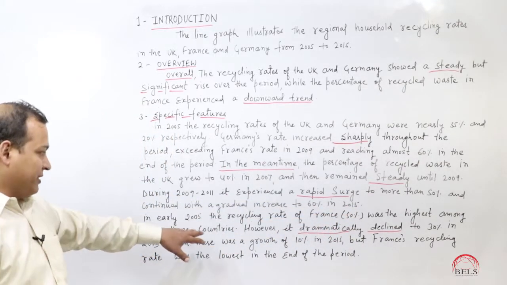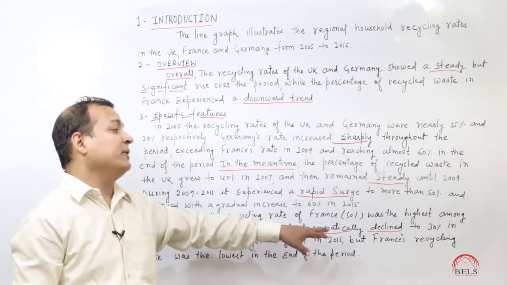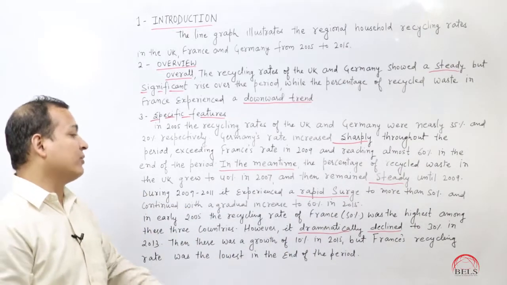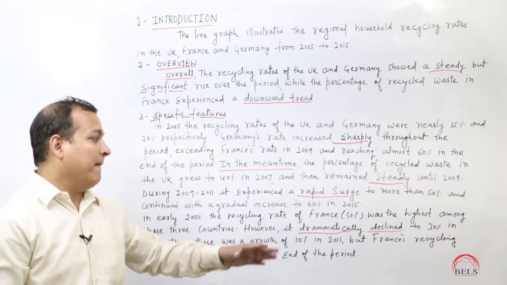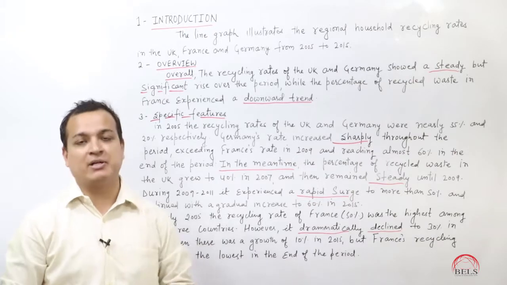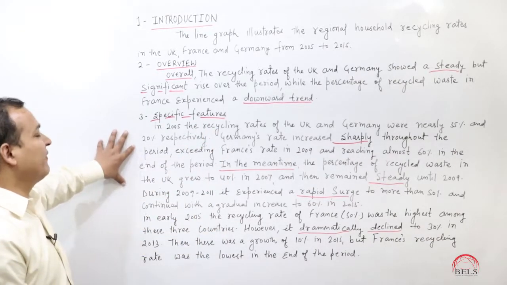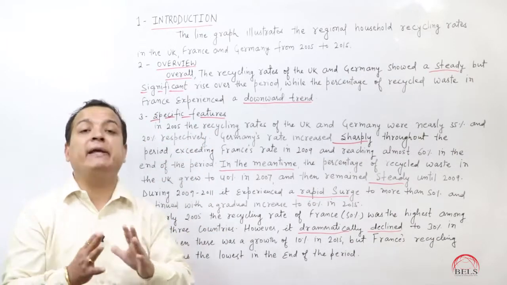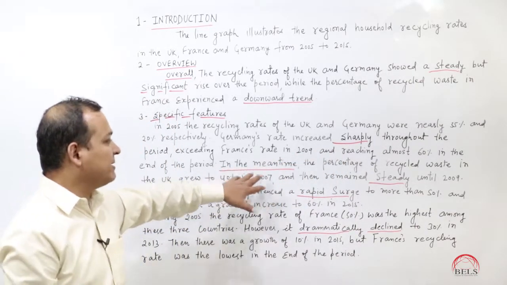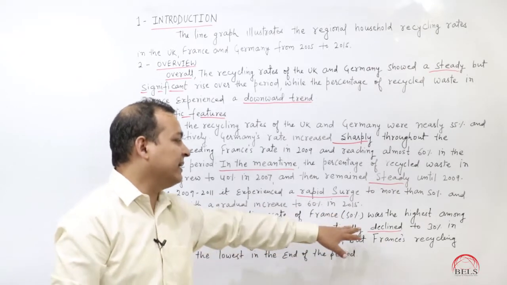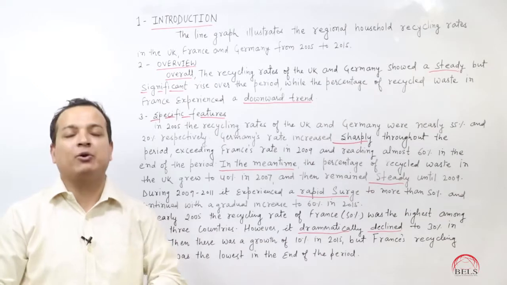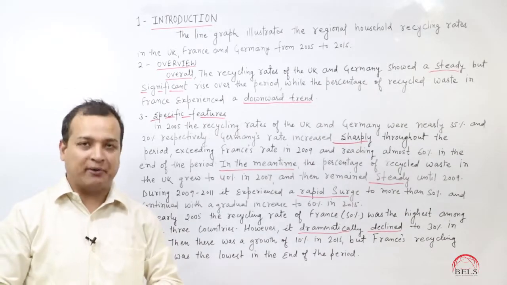However, it dramatically declined to 30% in 2013. Then there was a growth of 10% in 2015, but France's recycling rate was the lowest at the end of the period. So what I have done in the specific features is explain each and every part by using vocab like sharply, in the meantime, rapid surge, dramatically, declined. These words are very important to keep in consideration while writing the graph part, guys.